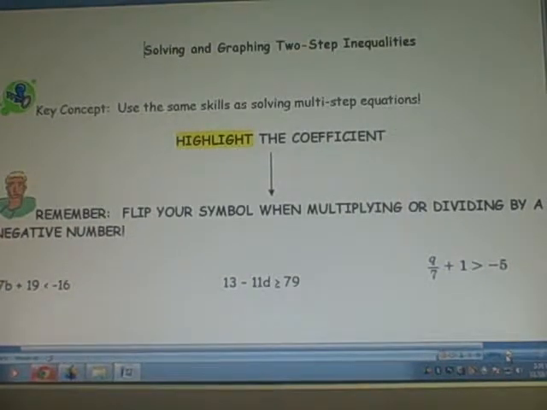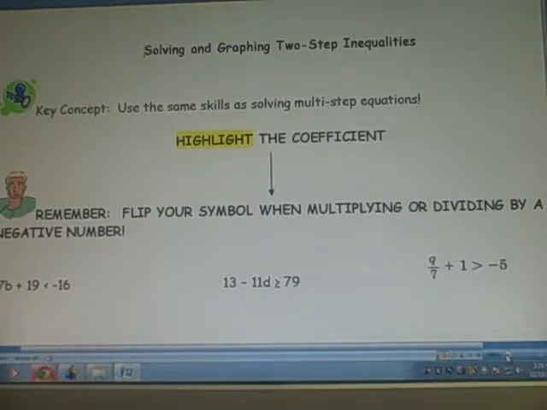Today we're going to be talking about solving and graphing two-step inequalities. Yesterday, you graphed inequalities on a number line after solving in one step. You did the inverse operation. If you had addition, you subtracted. If you had subtraction, you added. And of course, multiplying and dividing are also inverse operations in solving.